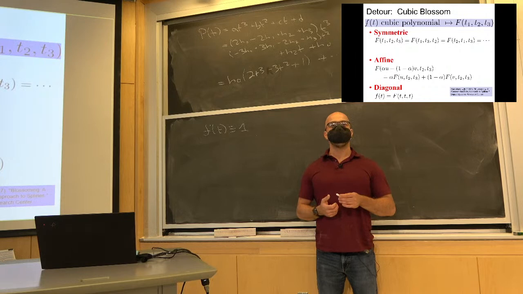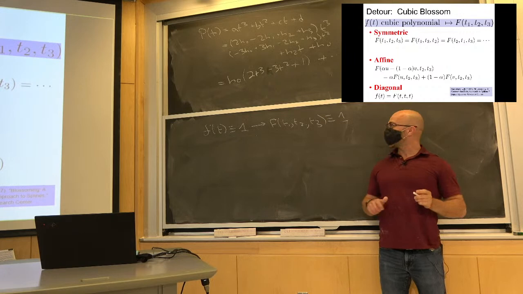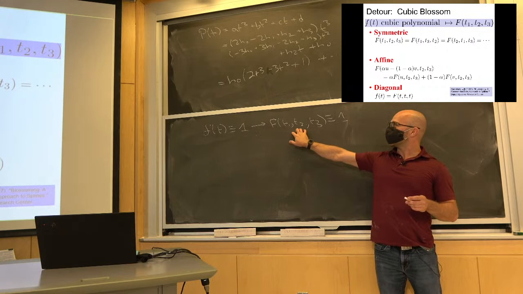Yeah. So big F of t1, t2, t3 equals 1. Notice that it's symmetric. If I flip any of the t's, I get the same value. It's affine because the right-hand side isn't affected by what goes into the argument. And it's diagonal because when I put in t three times, I get back 1. Okay?